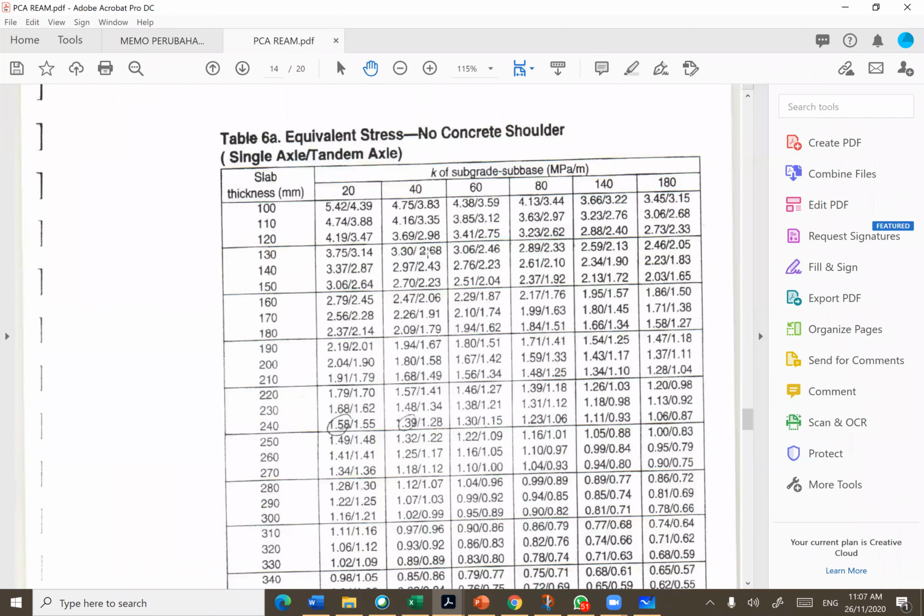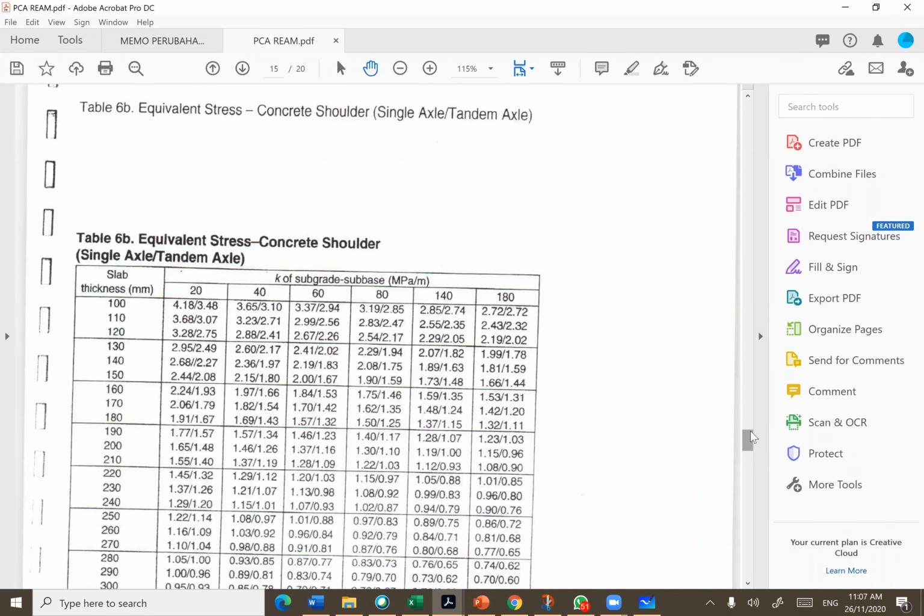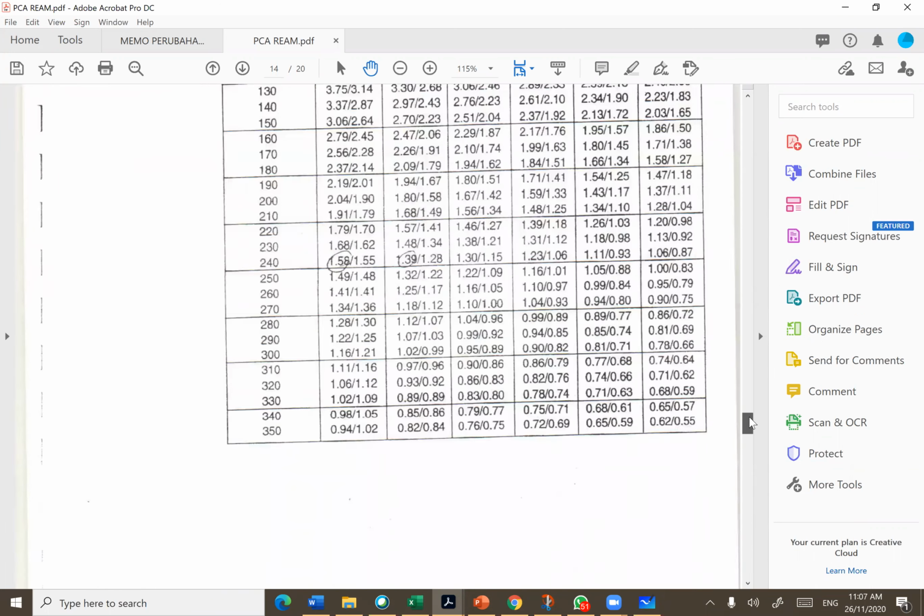This is Table 6, equivalent stress with no concrete shoulder. We have another table, equivalent stress for concrete shoulder. So you have to find the right table. In this example, they're using no concrete shoulder, so we are going to refer to this table.